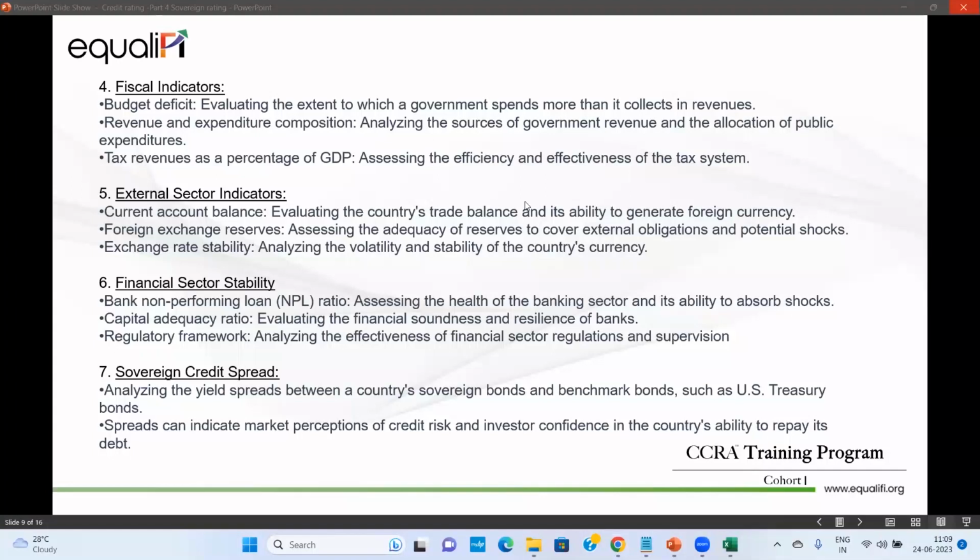Okay, fair enough. Next is external sector indicators like current account balance, evaluating countries' trade balance and ability to generate foreign currency. As we know from our school days or college days, whenever we started studying economics, the more the export is, the better it is for the country. Foreign exchange reserves is very important. Forex reserves, we call it in the colloquial language. Adequate reserves have to be there and the exchange rate has to be stable enough.